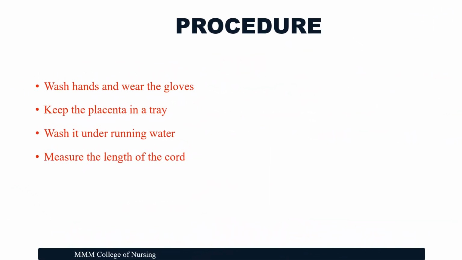So this is the procedure of placental examination. First you have to wash your hands, wear the gloves and keep the placenta in a tray, and you have to take that placenta under running water and wash it. Measure the length of the cord with your inch tape, otherwise you can measure with your hand.